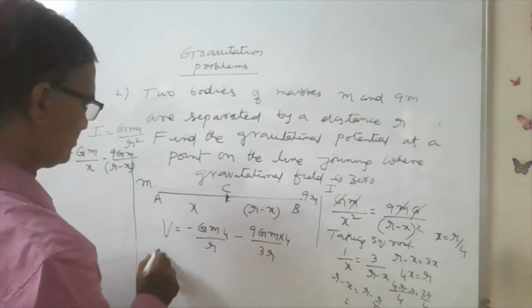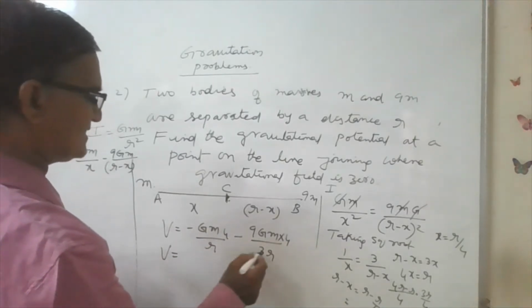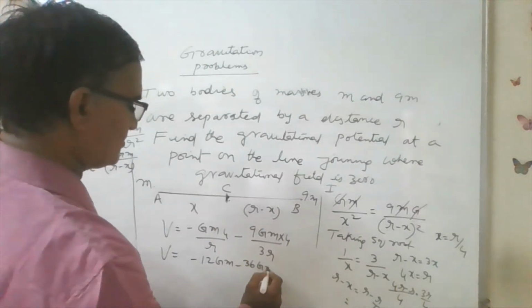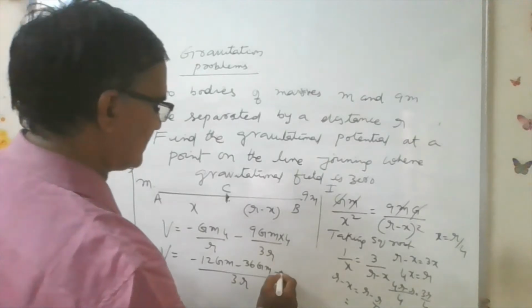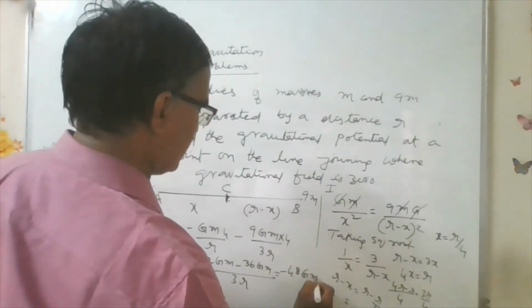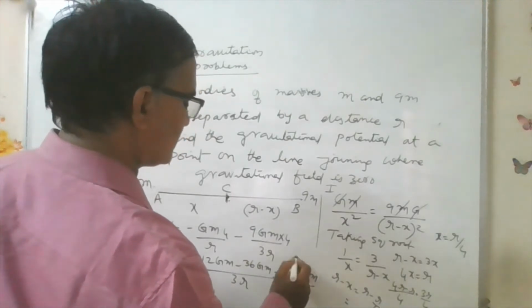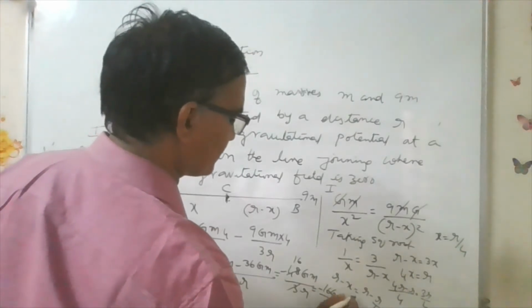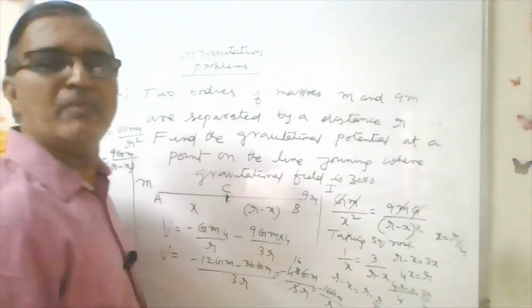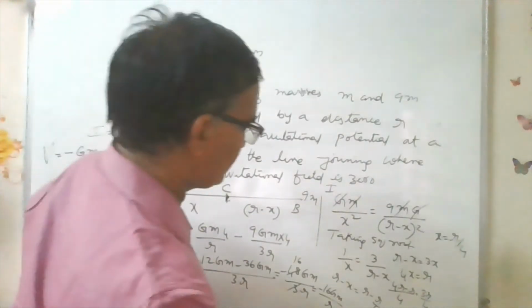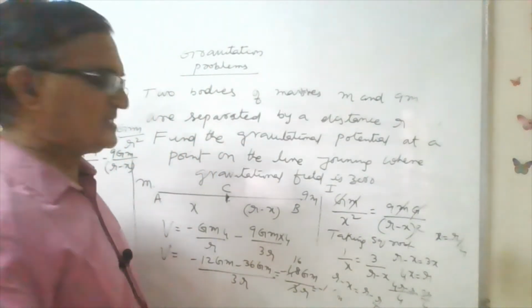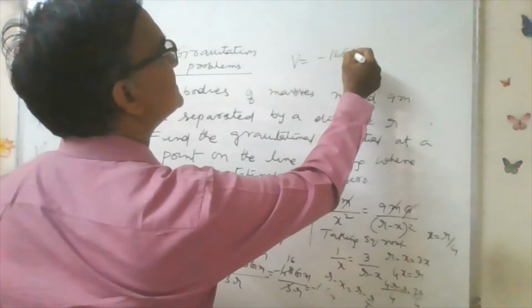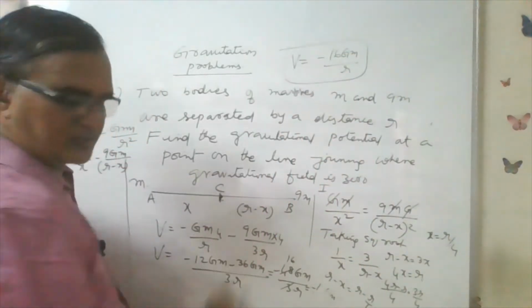Okay, so here V is equal to, if you take LCM, minus 12GM, here minus 36GM by 3r. That is minus 48GM by 3r. That is how much here? That is minus 16GM by r. Minus 16GM by r. I write here, V value is minus 16GM by r. This is the answer you got.